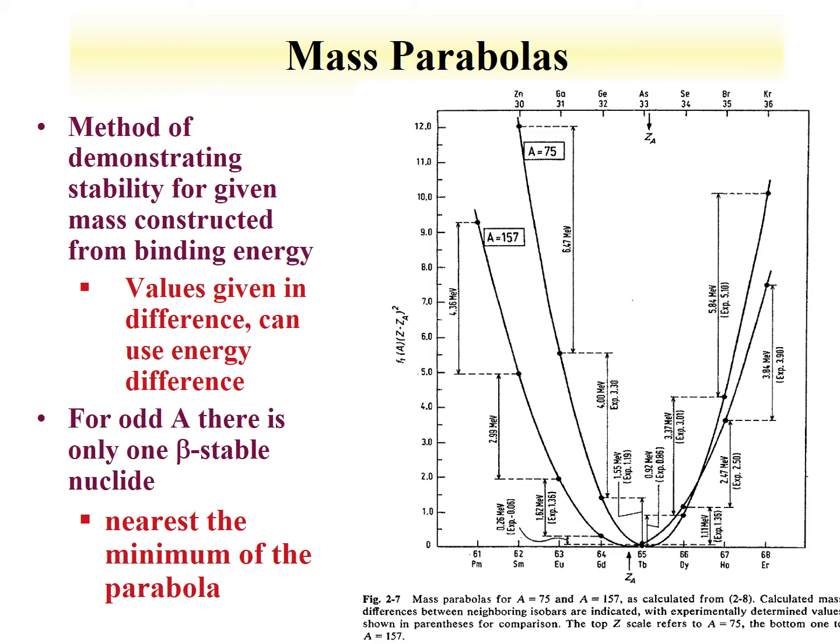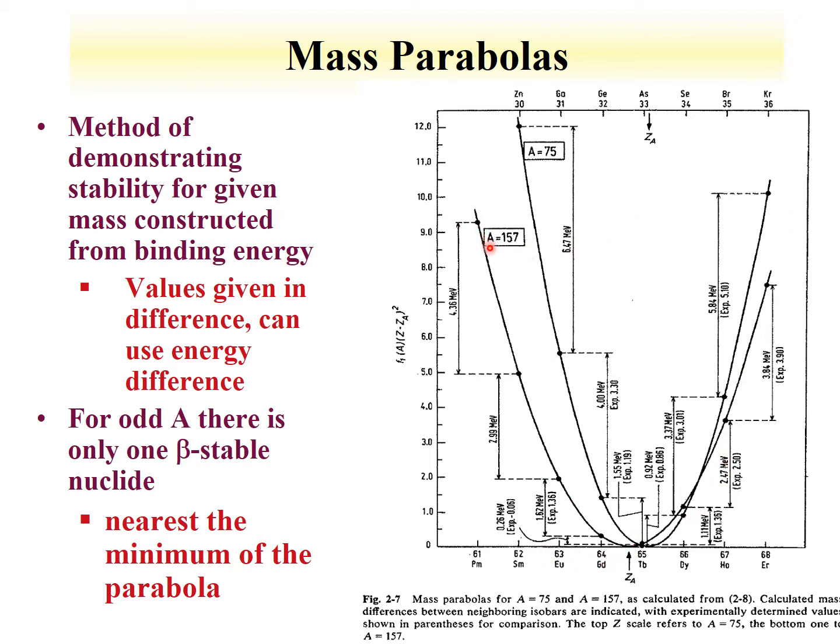Another way of evaluating trends within nuclei is to look at something called mass parabolas. So it's a way of demonstrating stability by constructing some binding energies. What we have here is basically a way of showing how much extra energy an isotope has compared to the other isotopes in its isobar.